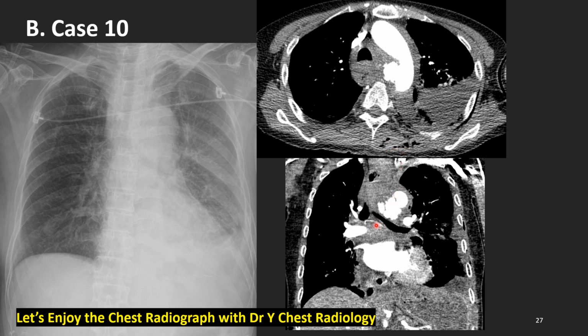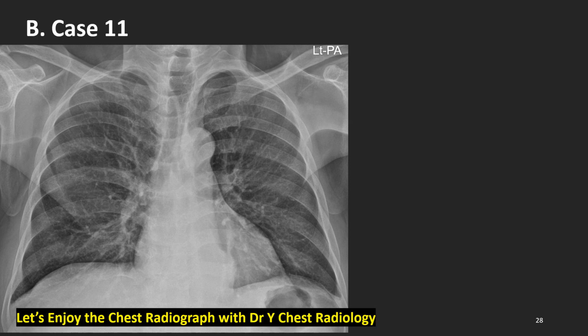In the coronal CT, the mediastinum is filled with hematoma, and we see the direct leakage of the contrast media from the aortic arch here. This is aortic rupture here, and this is hematoma with multiple left rib fractures.